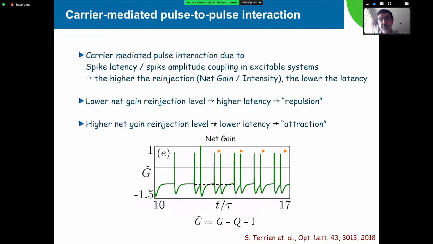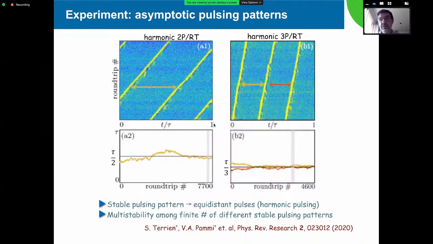In the experiment, indeed, if we wait a sufficient amount of time, we see that we absolutely don't have an optical buffer in the long term, which means every piece of information that we write down in the system will converge to a harmonic pulsing regime. And for instance, here we have a 2 pulse per round trip harmonic pulsing regime, where the separation between the pulses is tau over 2, tau being the delay. And if you start with 3 pulses in the cavity, you will end up with a harmonic 3 pulse per round trip pattern, each pulse being separated by tau over 3.